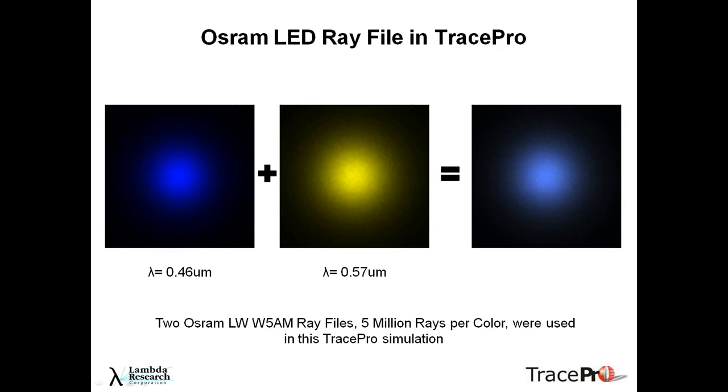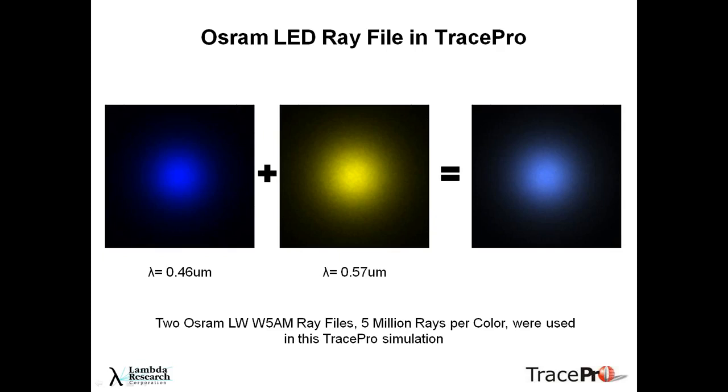So here's an example. What I did in this case, for this LED, an Osram LW W5AM, it's a white LED, Osram makes available two ray files, a blue and a yellow. They happen to be at 0.46 and 0.47 and 0.57 microns. I set this model up, I inserted the ray files, I put a surface just past the source and ray traced them and recorded the results.